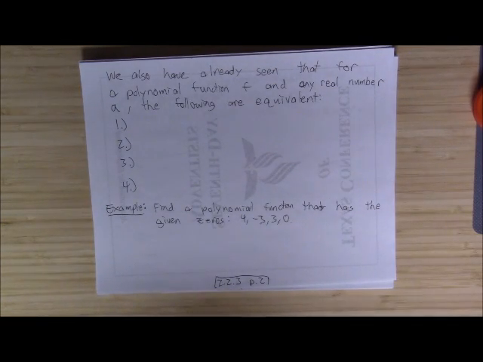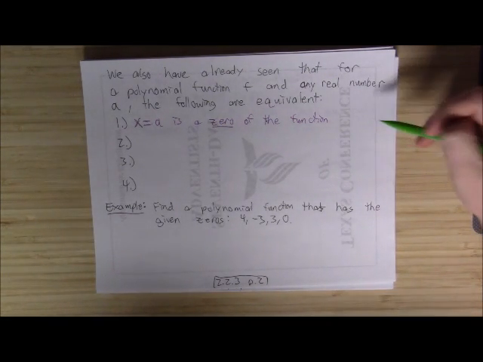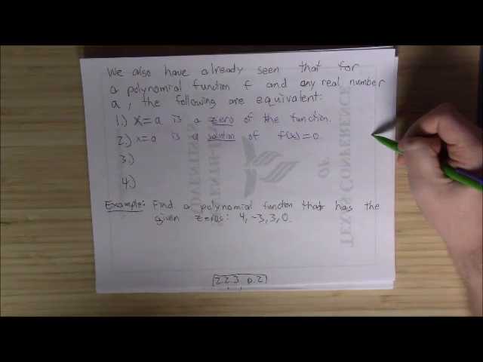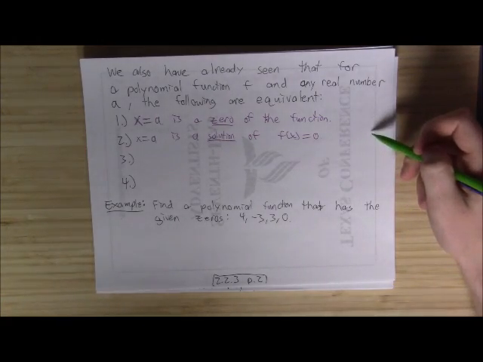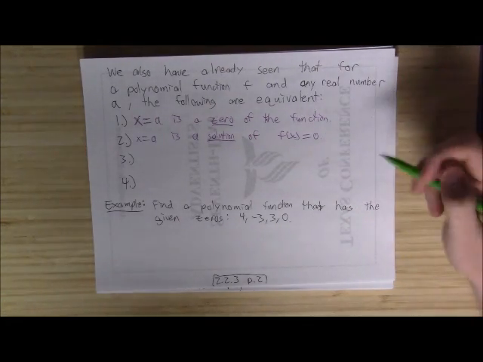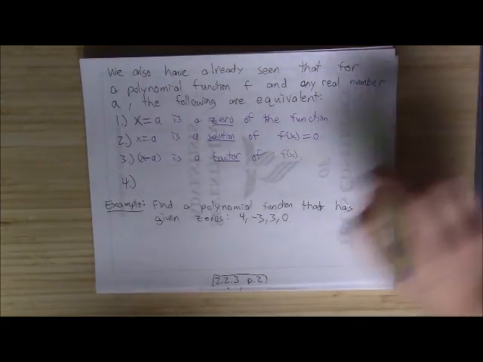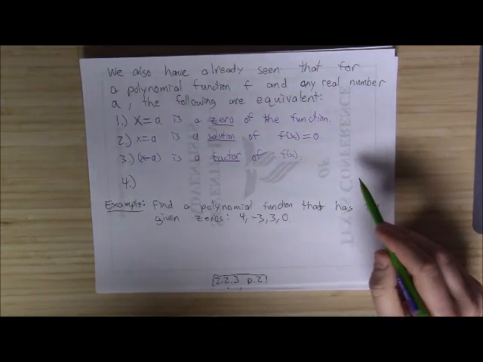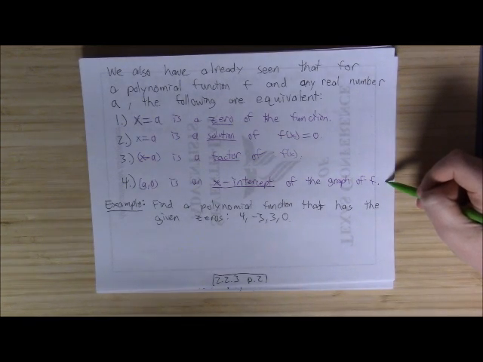We have also already seen that for a polynomial function f and any real number a, the following are equivalent. First, x equals a is a zero of the function, which by definition means x equals a must be a solution of f of x equals 0. Since we're talking about polynomials, x minus a is a factor of f of x, so we can always pull that out. Graphically, the point (a, 0) must be an x-intercept of the graph of f.